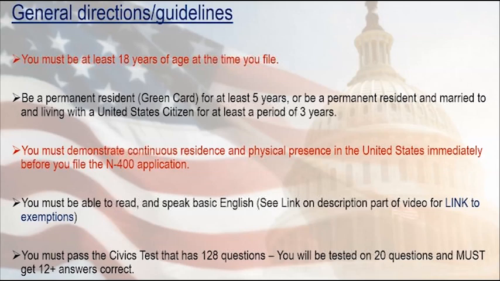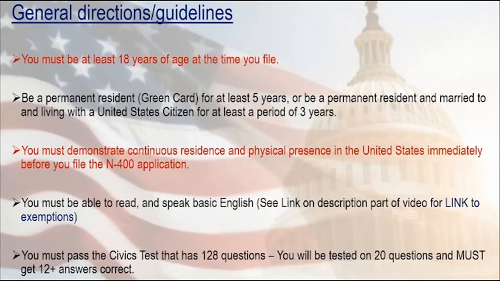First of all, you must be at least 18 years of age at the time you file. You must be a permanent resident, or have a green card, in other words, for at least 5 years, or be a permanent resident and married to and living with a United States citizen for at least a period of 3 years. Please remember this.